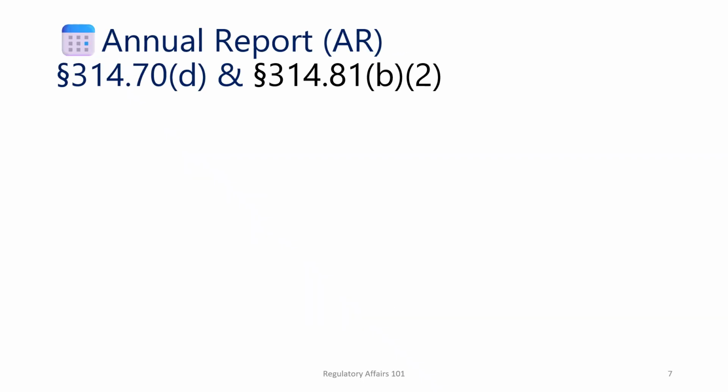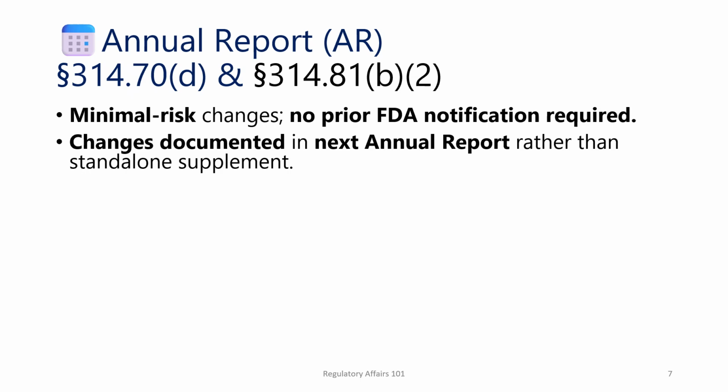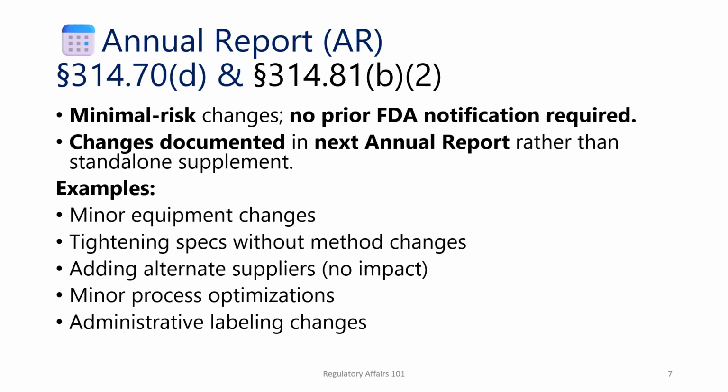Annual report changes are minimum risk, no prior FDA notification required. Changes are documented in the next annual report rather than a standalone supplement. These include minor equipment changes, tightening specs without method changes, adding alternate suppliers, minor process optimizations, administrative labeling changes.